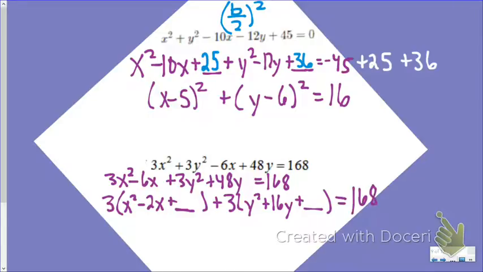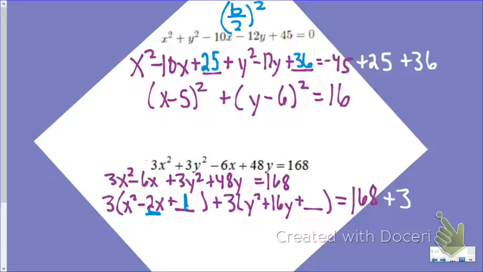So same process here. I'm going to figure out what I need to add. So I'm going to look at the b. The b here is a negative 2. So I take negative 2, divide that by 2, and get negative 1. Negative 1 squared is a positive 1. And whatever I add to one side, I add to the other. But be careful now. I'm not just adding 1, I'm adding 3 times 1. So I'm going to actually add 3 to the opposite side.